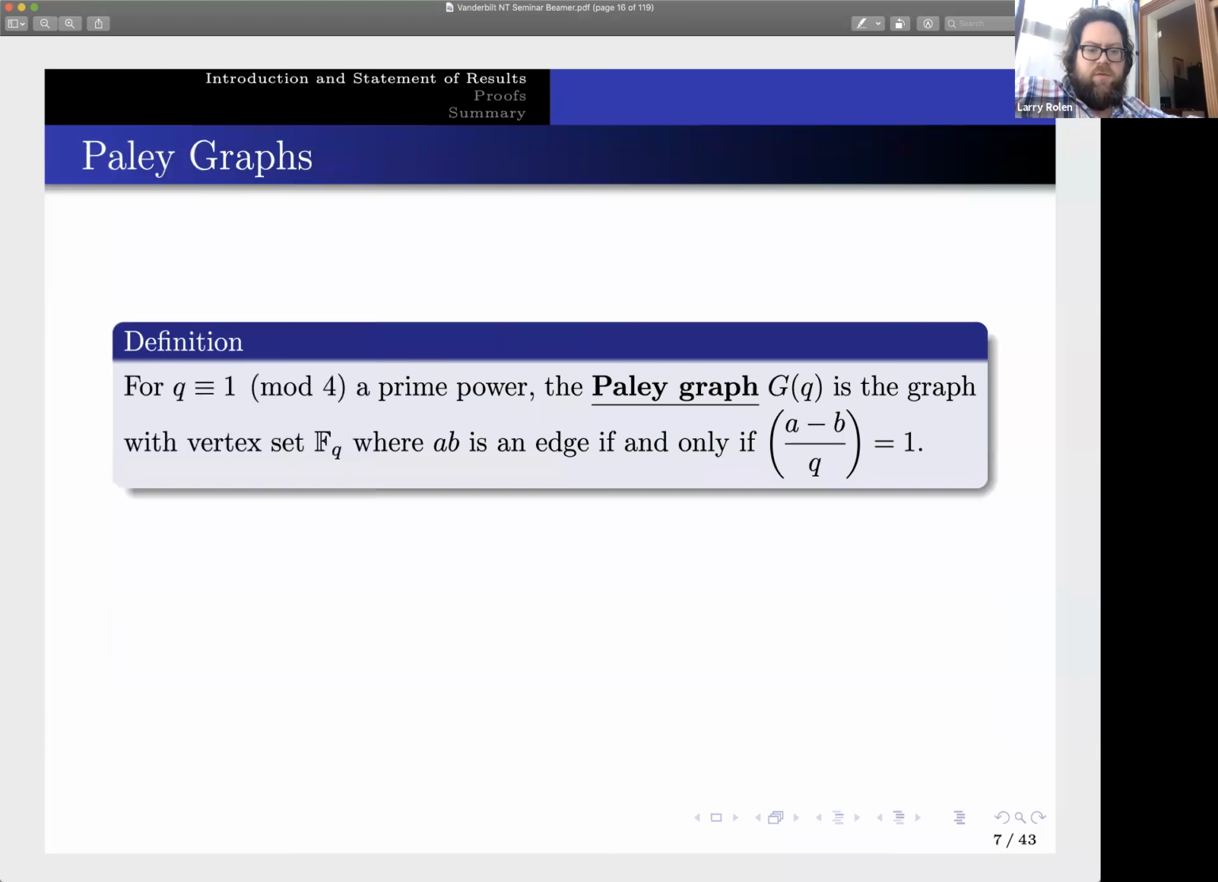So quick question, did you define the Paley graph? Oh, I see, it's on the next slide. Okay. All right. Yeah. No, you're good.